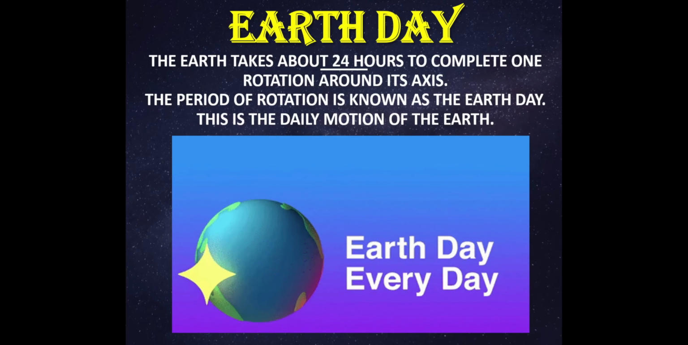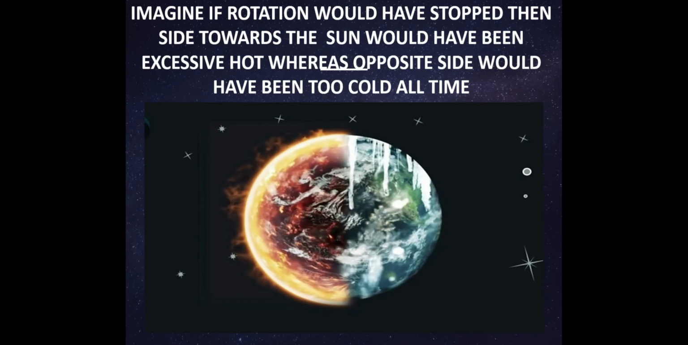Earth day. The Earth takes about 24 hours to complete one rotation around its axis. The period of rotation is known as the Earth day. This is the daily motion of the Earth. So every day is an Earth day. Rotation is very important, because if rotation had stopped, the side towards the Sun would have been excessively hot, whereas the opposite side would have been too cold. As a result, the climatic conditions would have been extreme and life would not have been possible.